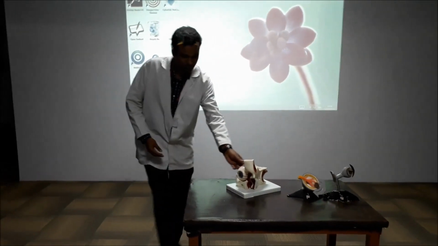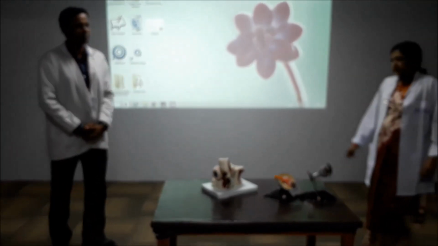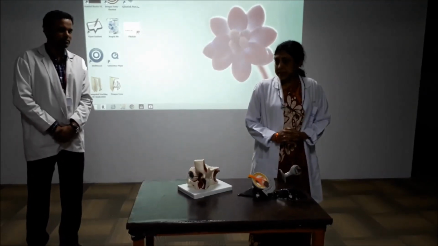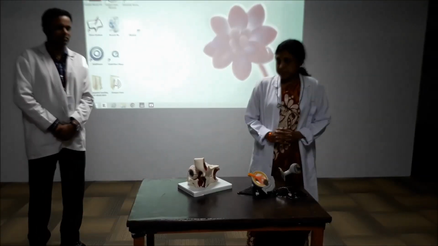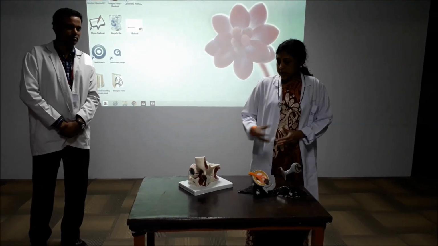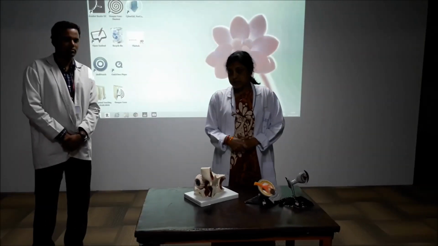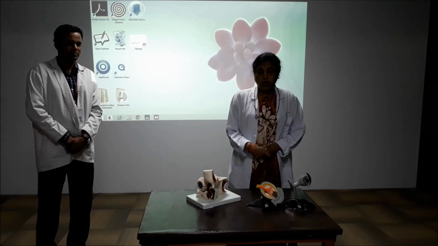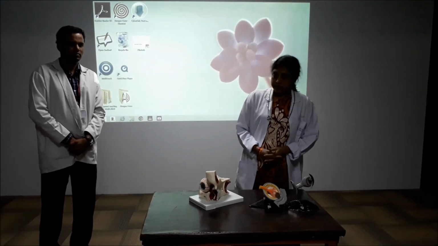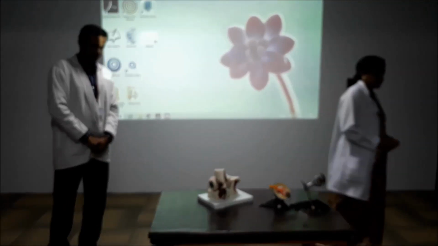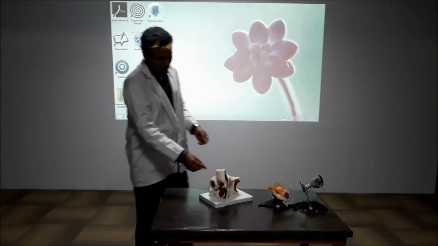So I invite Dr. Prathap to talk upon the anatomical part of the eyeball. This model will show you the muscles as well as the layers of the eyeball, each layer by dismantling this model. Understand? He will also touch upon a few words about the development. Thank you, ma'am.